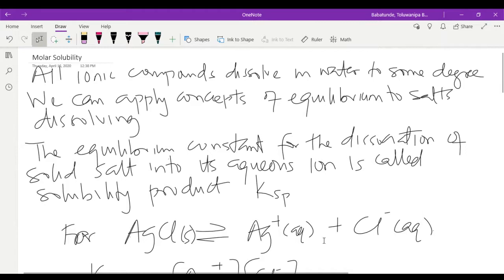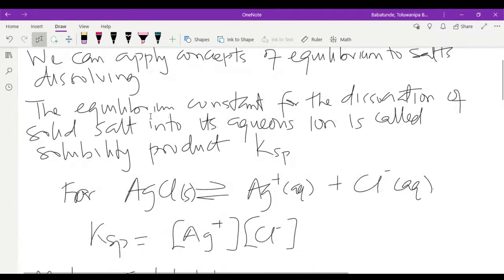So in this video, we're going to talk about molar solubility. All ionic compounds dissolve in water to some degree. We can apply concepts of equilibrium to salts dissolving. The equilibrium constant for the dissociation of a solid salt into its aqueous ions is called the solubility product.